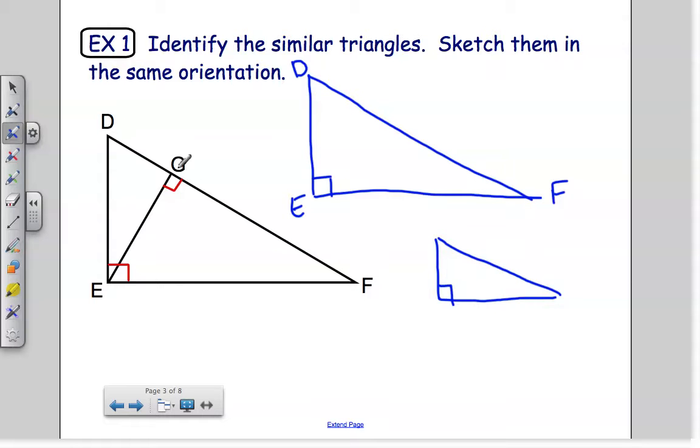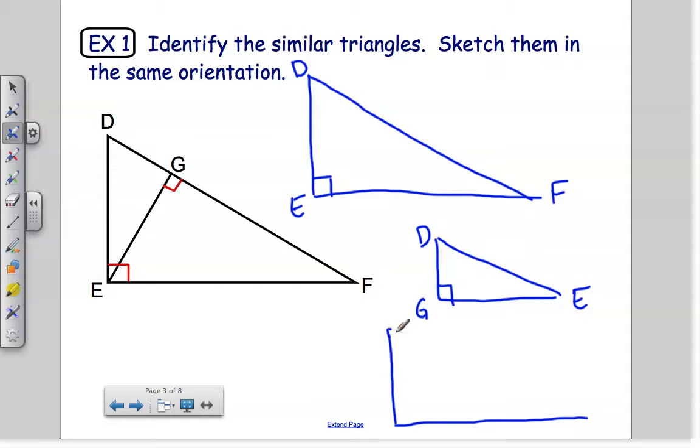And now I got to label this correctly. Well, G is the right angle of that little triangle. D would be up here, and E would be this vertex. And then finally I got to draw this triangle in the same orientation. So G is the right angle there, and GE was the shorter leg, so that's going here.